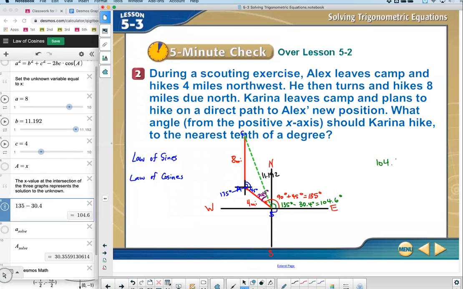Okay, so let's make sense out of this whole problem here. What angle should Karina hike to meet Alex? Karina should hike 104.6 degrees from the positive x-axis. And something else we learned is she should hike this many miles. So that would get her to Alex.